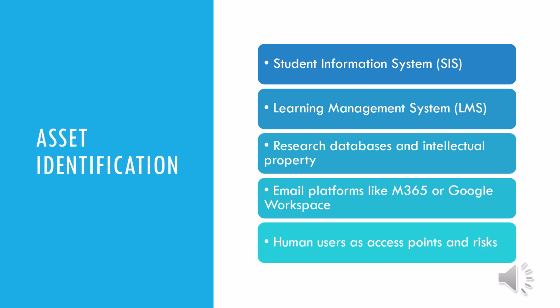Then we have research repositories, which may contain government-funded or proprietary data, making them targets for espionage. Collaboration tools like Microsoft 365 or Google Workspace also carry risk, especially when misconfigured. Finally, people are assets too. Students, faculty, and staff are often the weakest security link due to human error or lack of training.